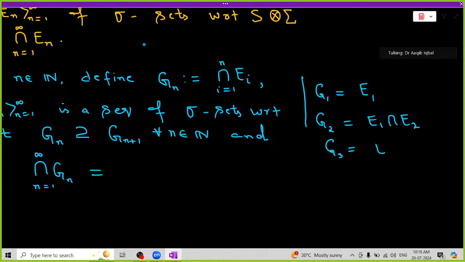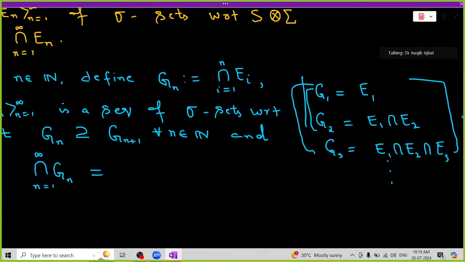G3 will be E1 intersected with E2 intersected with E3 and so on. Now if you take intersection of the first two Gs, G1 intersection G2, the answer will be the same as E1 intersected with E2. You see, intersection of first two Gs is the same as intersection of first two Es. Now if we take intersection of the first three Gs, G1, G2, G3, it will actually be E1 intersection E2 intersection E3.